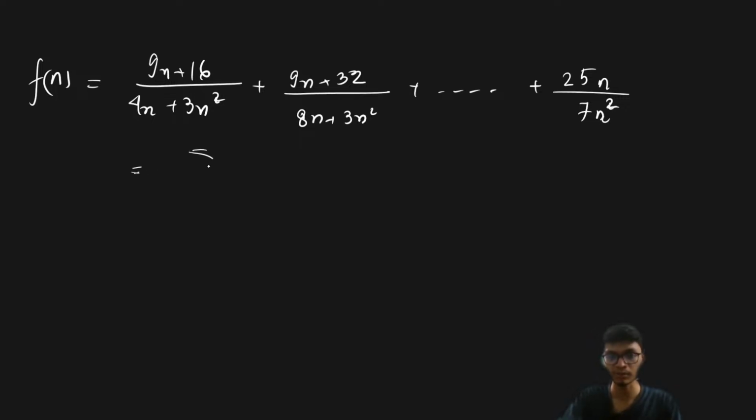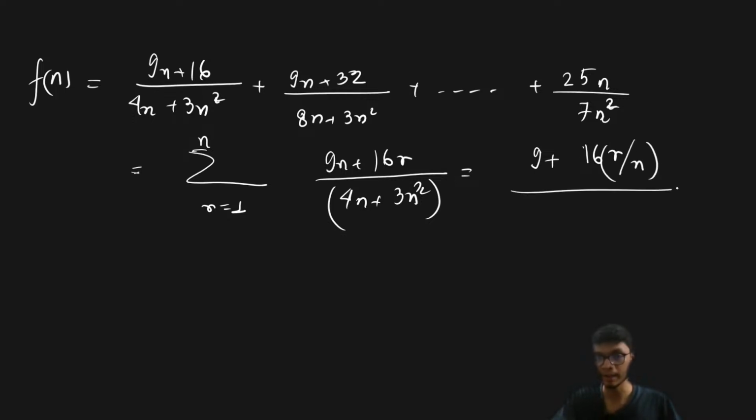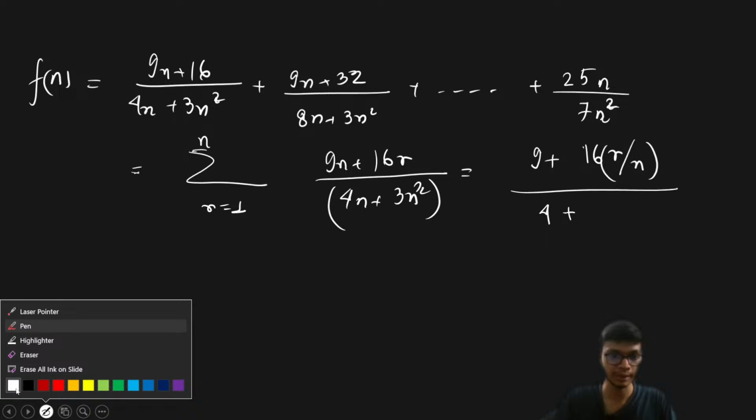Now if I write it in a shorthand notation where r goes from 1 to n, you can write this expression as (6n plus 16 times r) divided by 4n plus 3n square. Then I will write this in the form of f of r by n, so let us express this in r by n. I can take n common, so that is going to be 9 plus 16 times r by n, divided by 4 plus, sorry, there is a mistake, there should be an r over here. Let us add an r over here because that is also increasing.